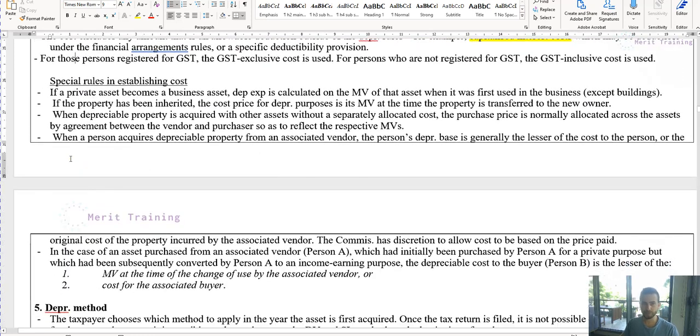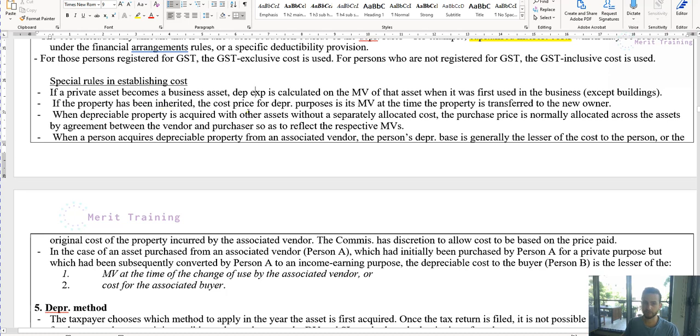Now, there are also some special rules in establishing what the cost base is. If a private asset becomes a business asset, let's say you've got a personal car, and now you've started a business and you want to transfer that car into the business for business purposes, the depreciation expense is calculated on the market value of the asset when it was first used in the business. So let's say you only paid 2 grand for it, but the value of those cars has increased since because it's a collectible car. You would now put that in at the market value. Let's say that's 10K. You would say the cost base for depreciation is 10K, even if you didn't pay 10K for it. This doesn't apply to buildings though.